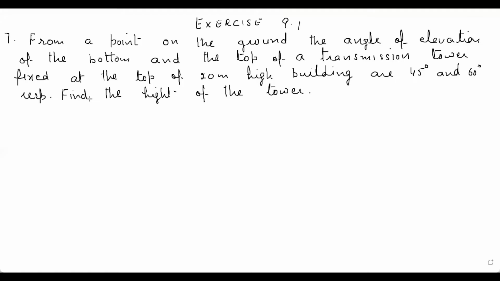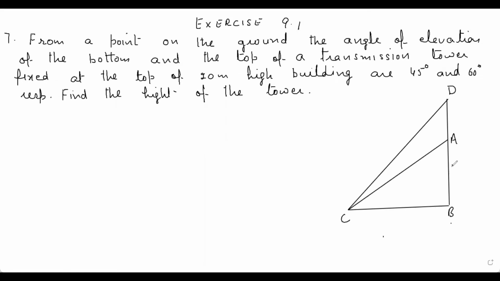Now the seventh question is: from a point on the ground, the angles of elevation of the bottom and the top of a transmission tower fixed at the top of a 20-meter high building are 45 degrees and 60 degrees respectively. Find the height of the tower. I'm going to draw its figure.